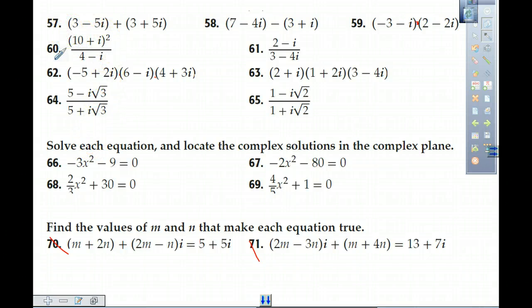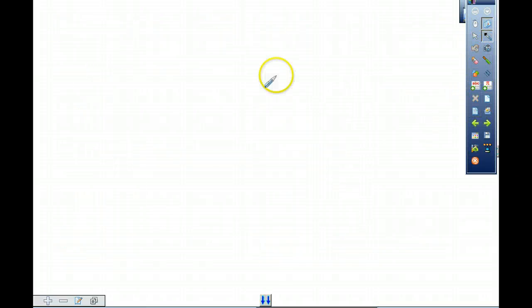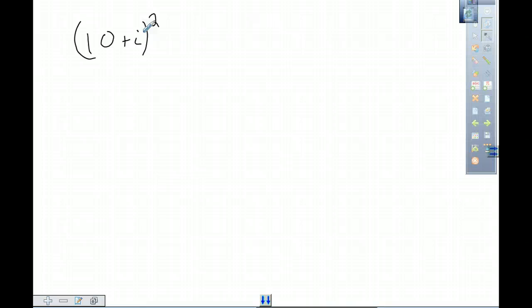Real fast, right here. What is (10 + i) squared? Little review. 100 plus... So once again, do two negatives make a positive? Do two negatives make a positive? You sure? If you're multiplying. What if you're adding? Two negatives make a negative.